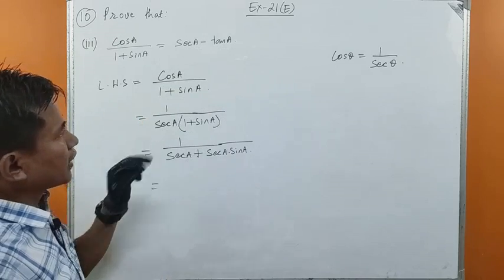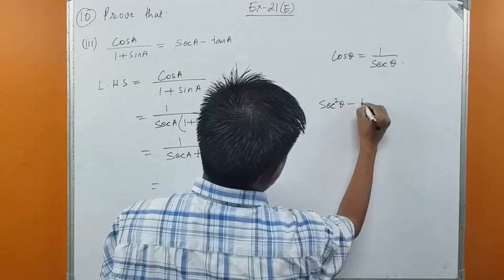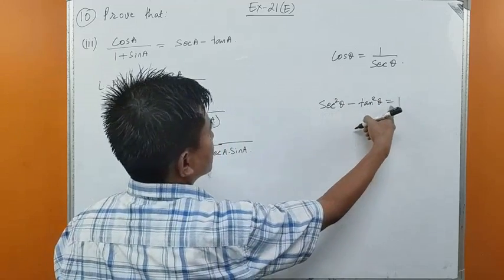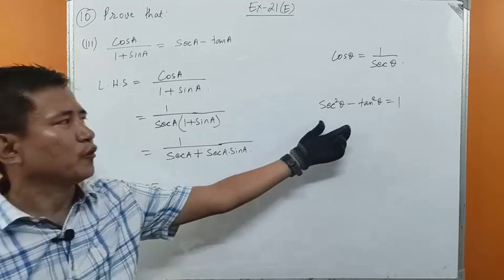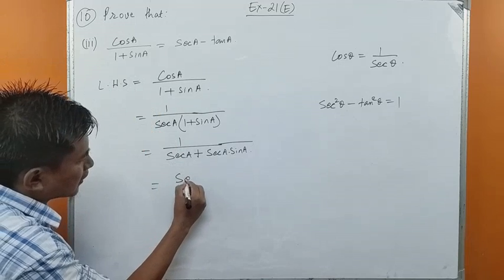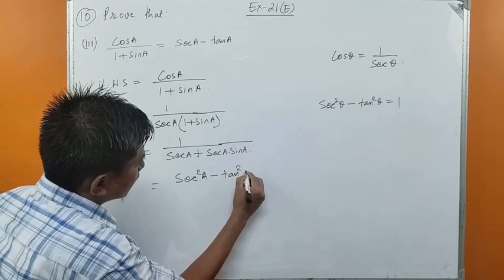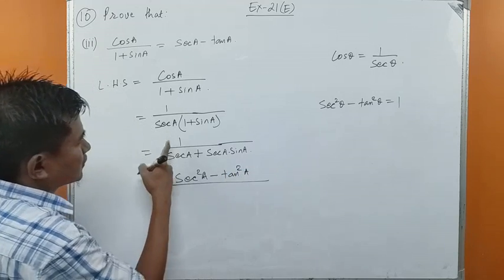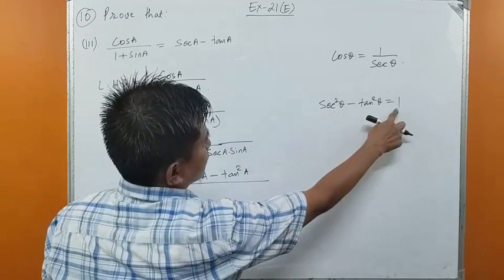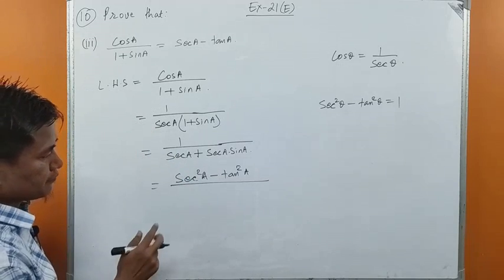So instead of 1 I can write sec square theta minus tan square theta equals 1. Sec square theta minus tan square theta is 1. This is the formula, we know this, isn't it? So this 1 can be written as sec square A minus tan square A. Sec square theta minus tan square theta means 1, so instead of 1 I can write sec square A minus tan square A.